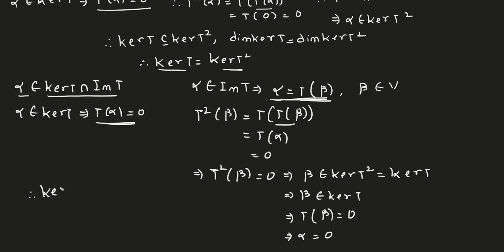Therefore, ker T intersection TV, where they have written TV as T of V, is equal to the zero vector. That's all about the question.